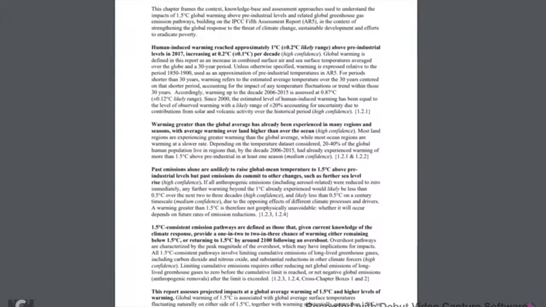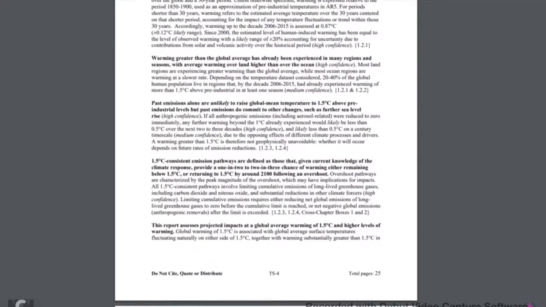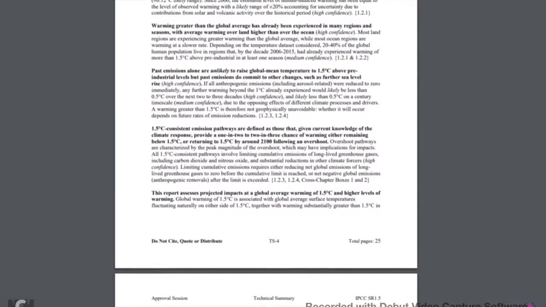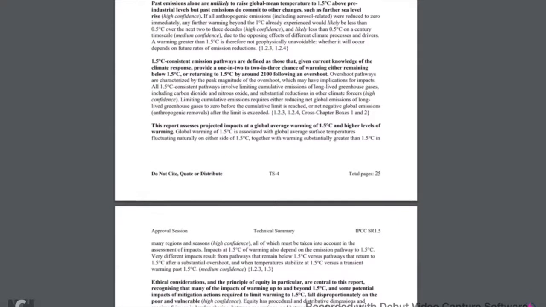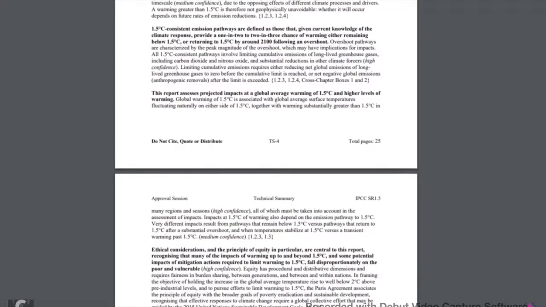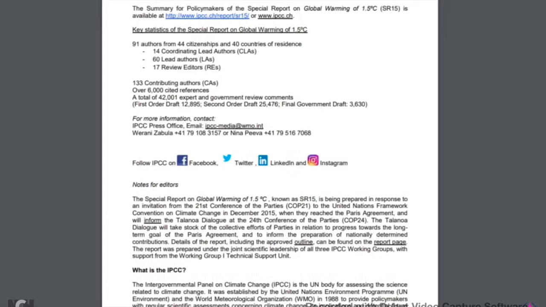That brings us to the 2018 report. You can find a link to the full document in the description below. Its full title is really long, so for the sake of brevity, we'll refer to it as SR15 or the report. The document itself is massive. The technical summary alone is 25 pages long. The entire thing cites 6,000 scientific reports.